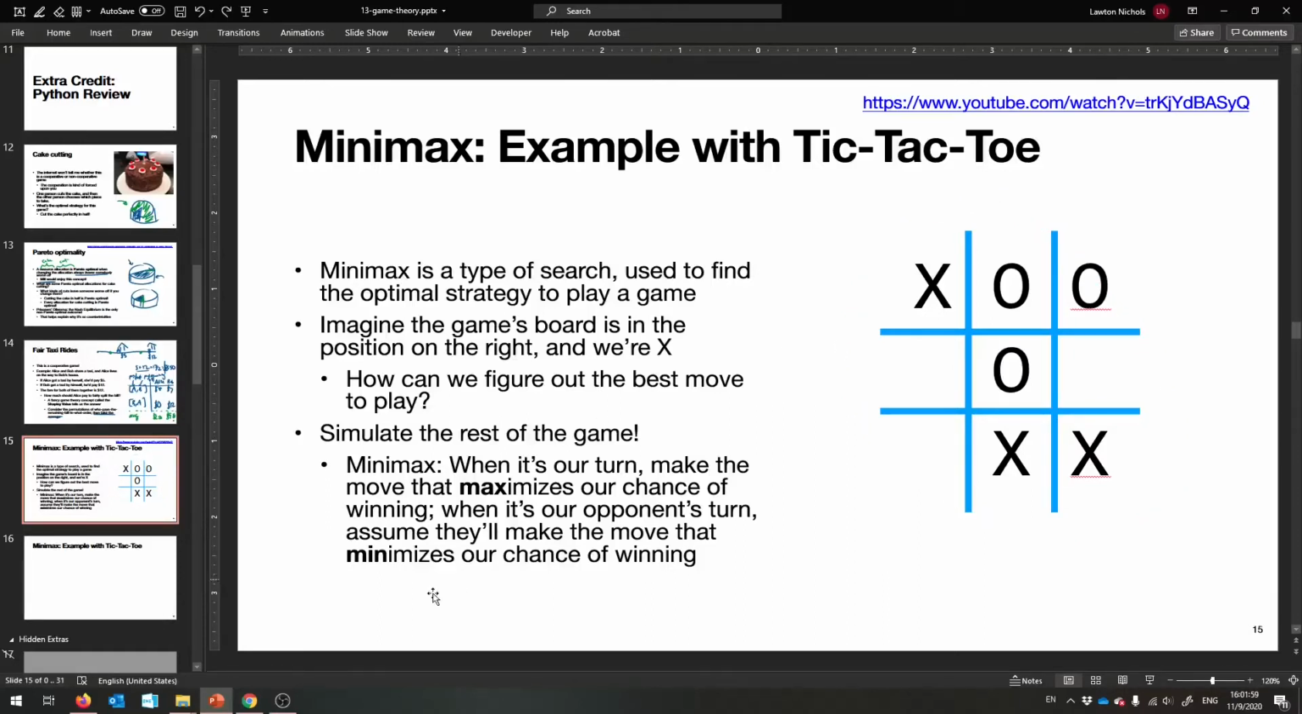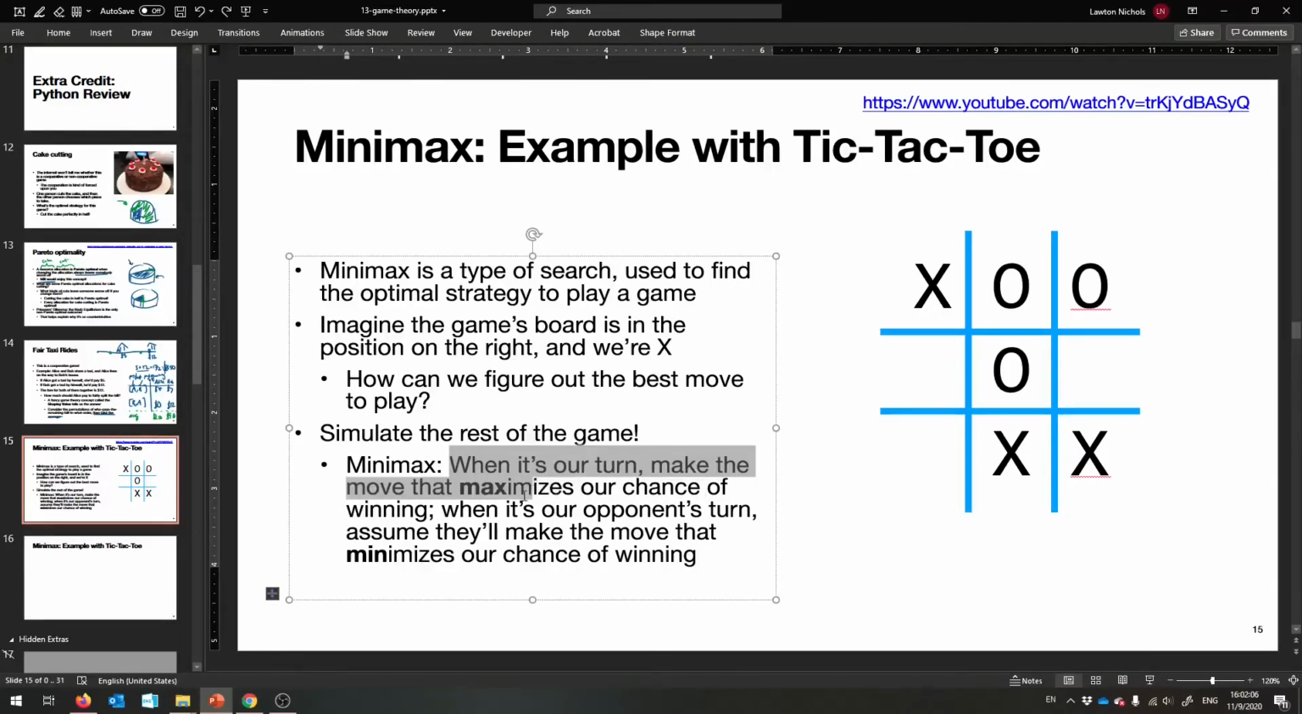We've talked about this. So the idea behind Minimax is when it's our turn, we make the move that maximizes our chance. It's kind of backwards. That maximizes our chance of winning. That is key. And then when it's our opponent's turn, because we're simulating the rest of the game, it's going to be our turn for a little bit, and then it's going to be the opponent's turn. We're going to keep on switching spots. When it's the opponent's turn and we're simulating the game, we're going to assume that they're going to make the best move for them, which minimizes our chance of winning. So we're going to assume that the player is going to make the best move.